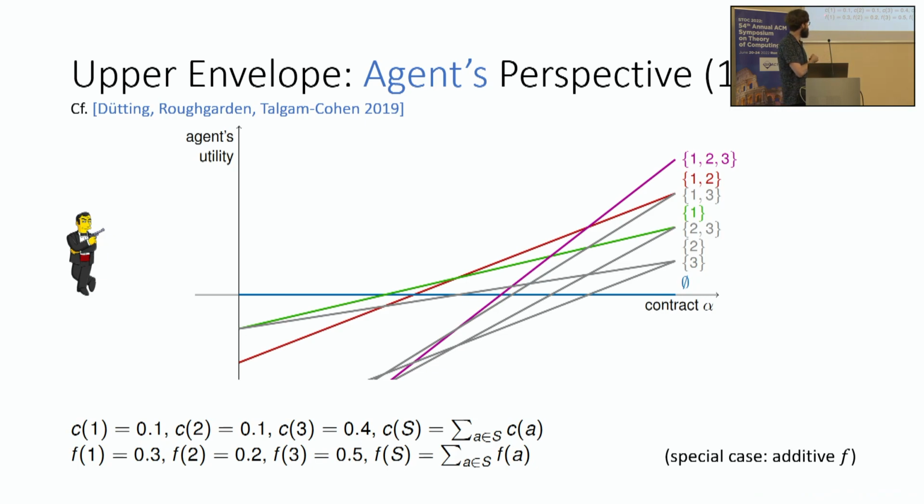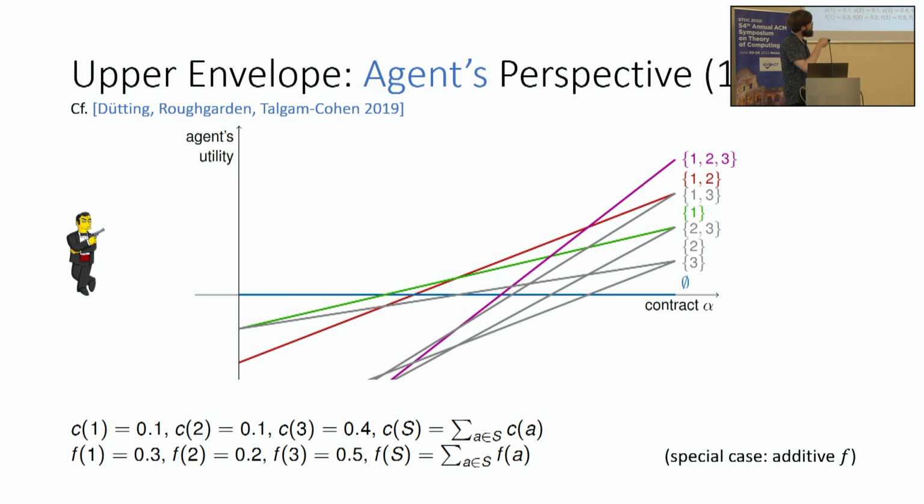Okay, and in this case, importantly, I've set it up such that the f function is actually additive. So it's 0.3 for outcome 1, 0.2 for 2, 0.5 for 3, and then it's just the sum. So it's an unrealistic special case, just for the purpose of illustration. Costs are additive. Then you can take all the possible subsets of 1 to 3 and plot the agent's utility for a given set. For a given set, f of s is fixed, and it's just multiplied with alpha. So it's just a linear function with slope f of s.